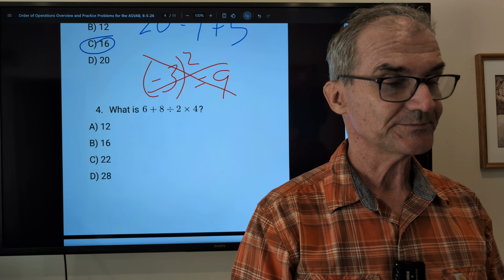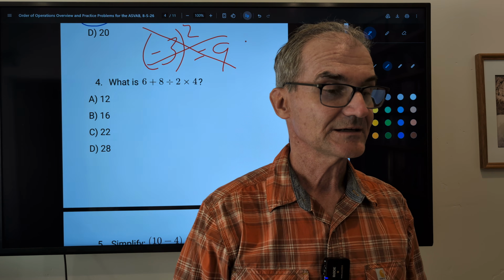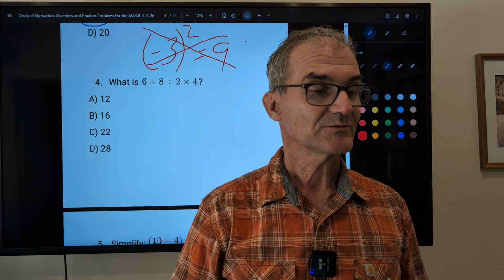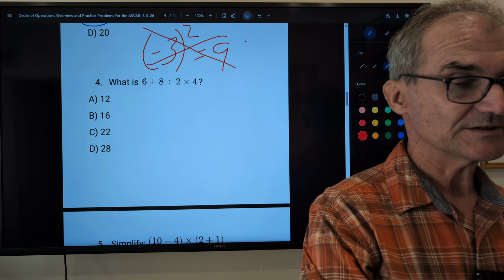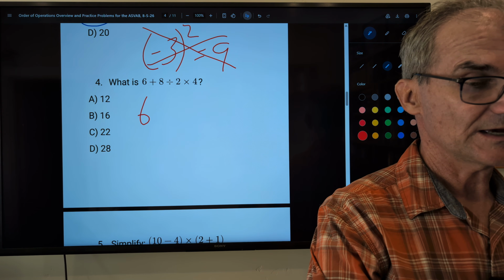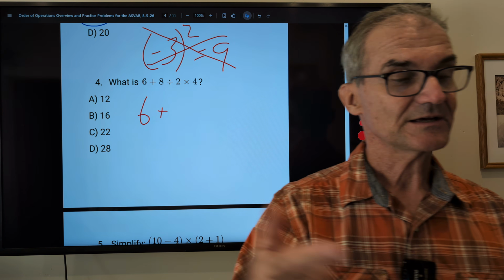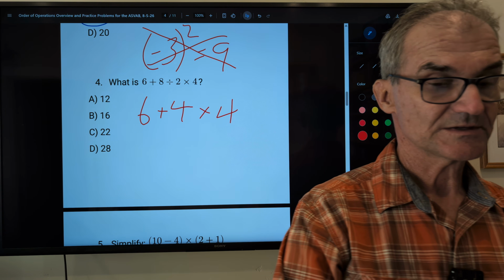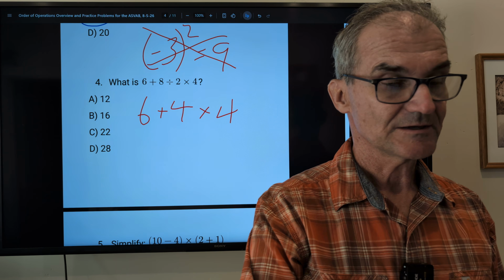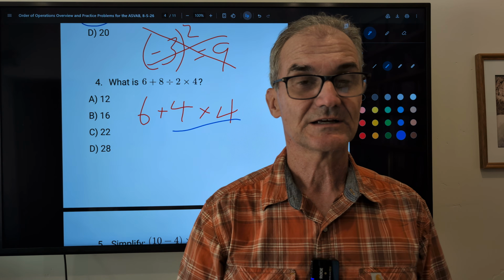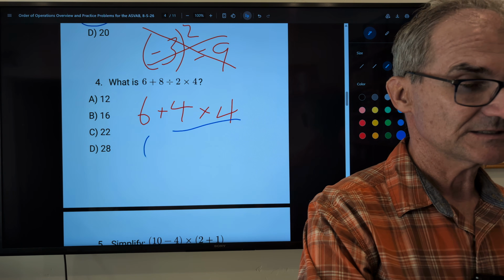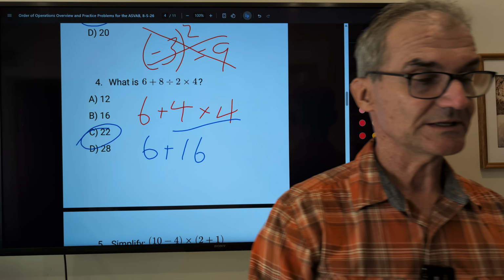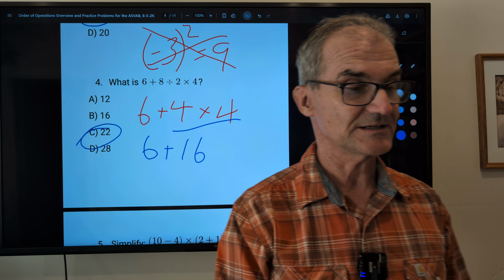Okay, number 4, working left to right. No parentheses, no exponents, so I'm doing multiplication or division, whichever one comes first, left to right. So I have 6 plus 8 divided by 2 is 4, times 4. Still working left to right, I've got multiplication before addition. 4 times 4 is 16. 6 plus 16 gives me 22. Correct answer C.